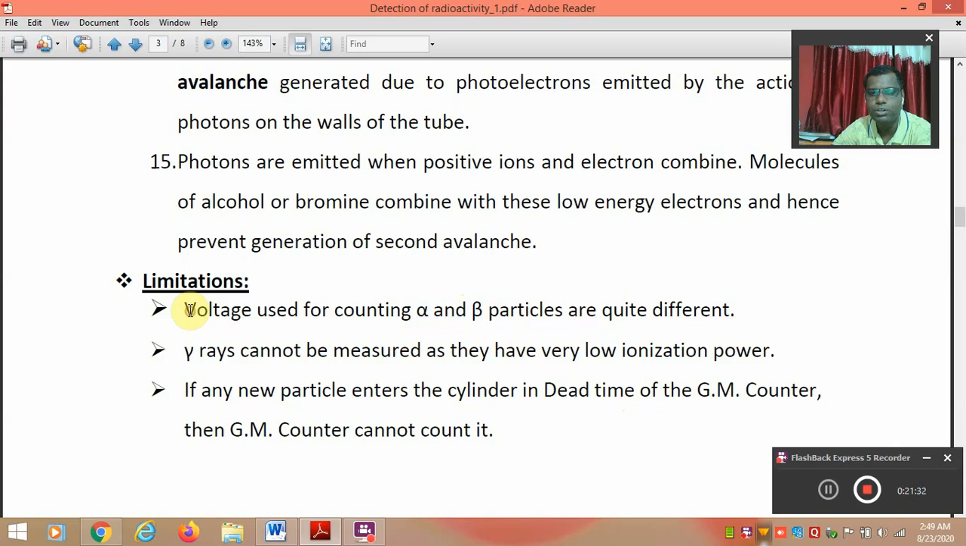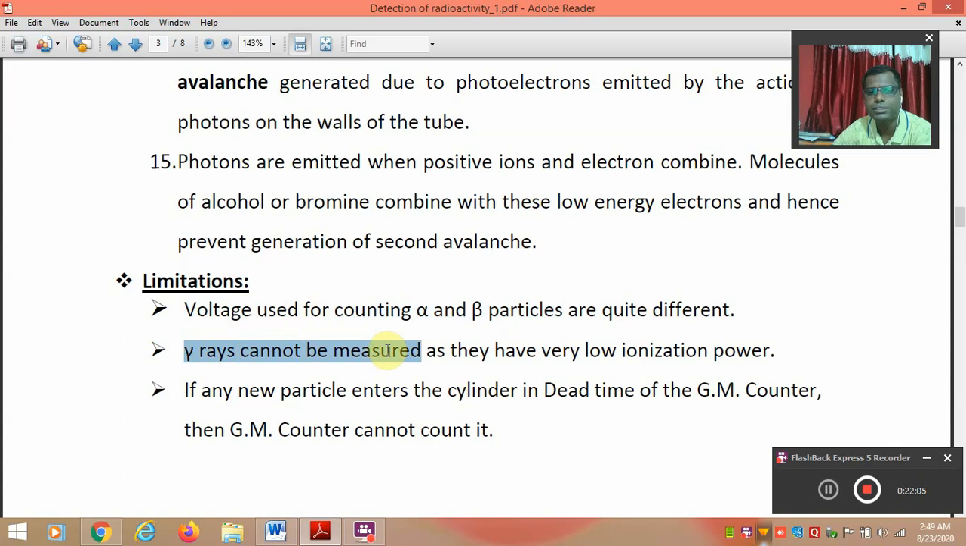So in that condition, what voltage should be applied will depend upon the type of particles emitted by the radio element. And already I told you, if you don't know the type of emission, then it will be difficult for us to apply a particular voltage, because we have to apply different voltage for the alpha and the beta. If we don't know the type of emission, then the application of the voltage is unknown to us.